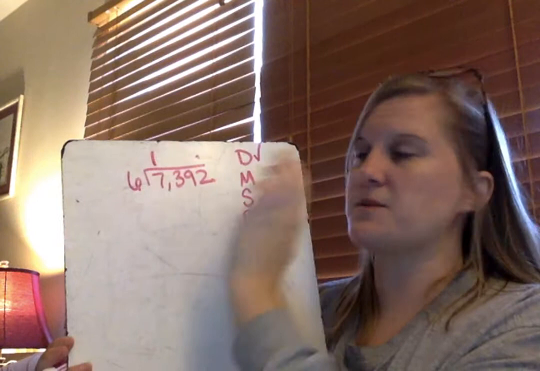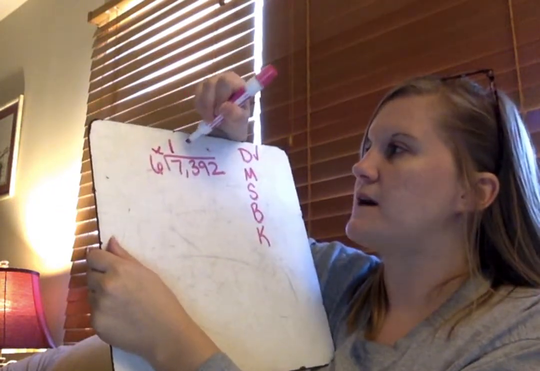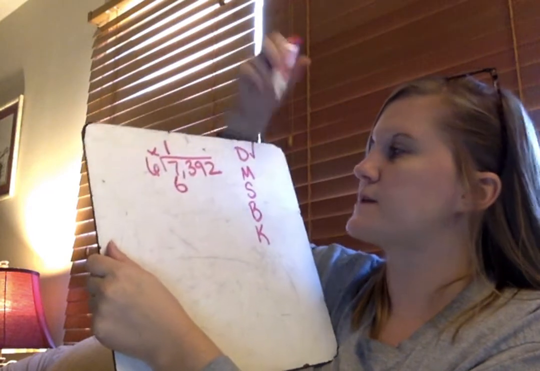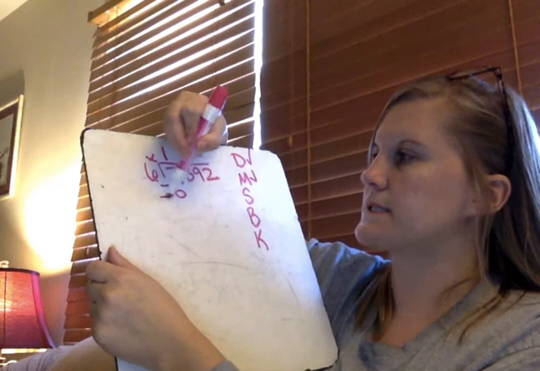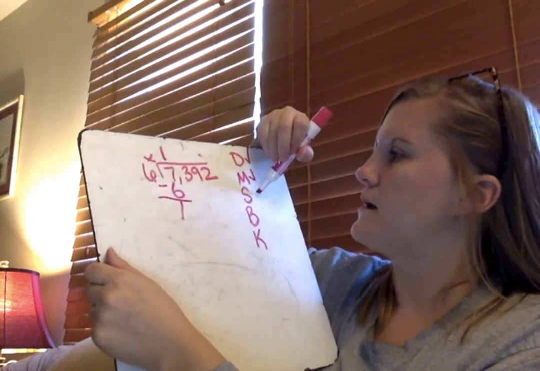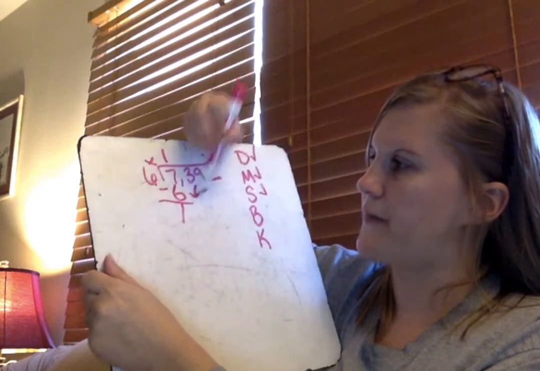Excuse me. All right, so multiply. 6 times 1 will give you a product of 6. We're going to put the 6 below the 7. S tells me to subtract. 7 minus 6 is a difference of 1. B tells me to bring down, so I'm going to bring down the 3.